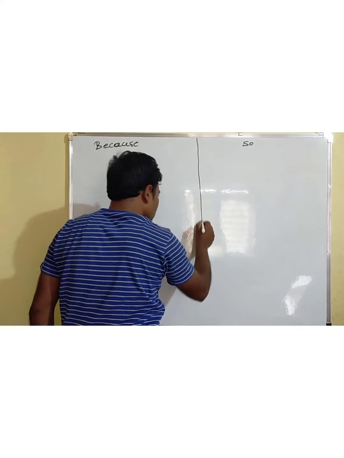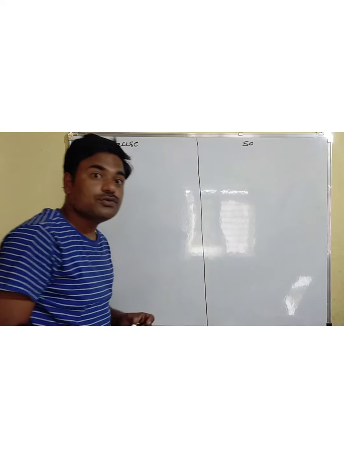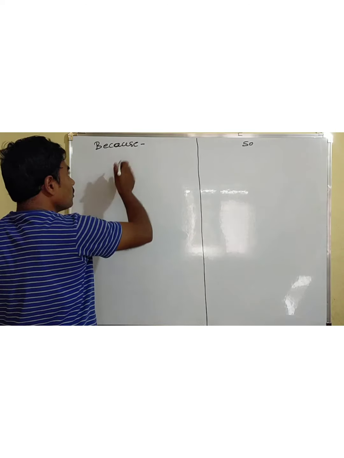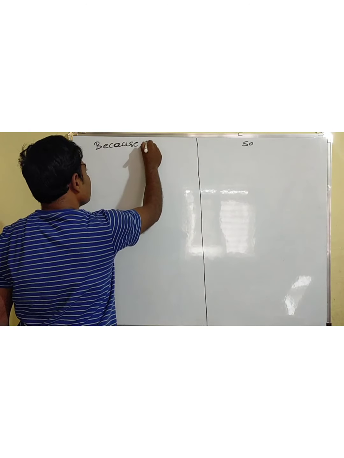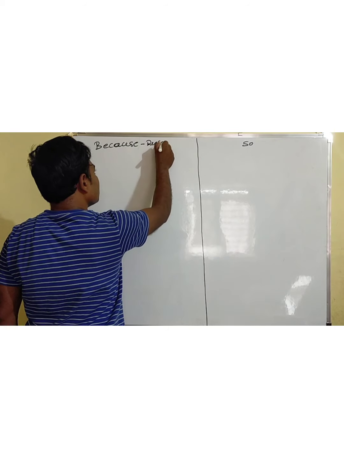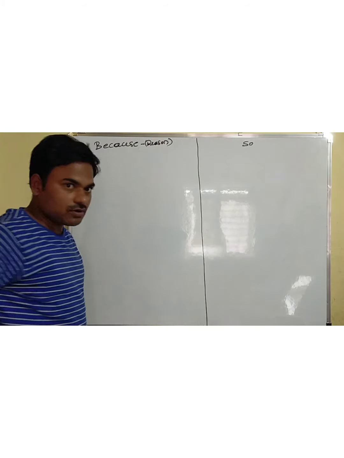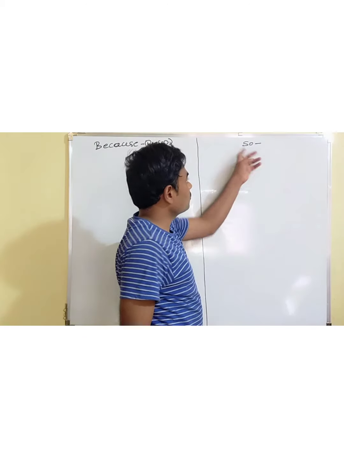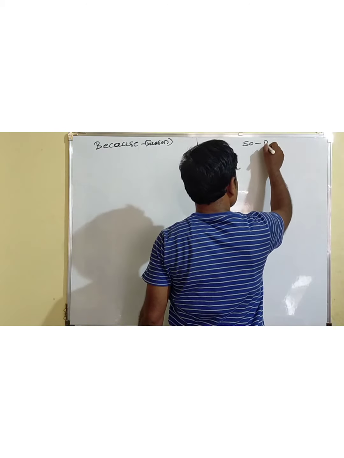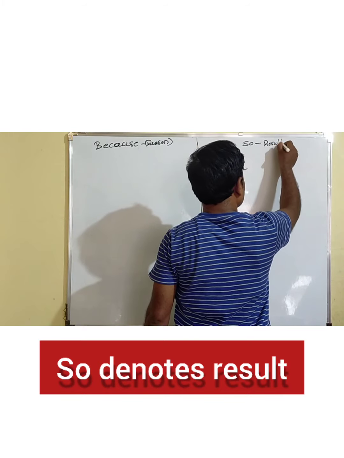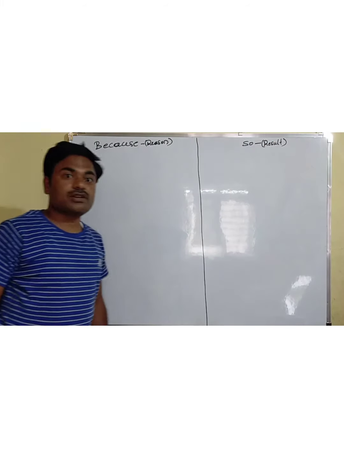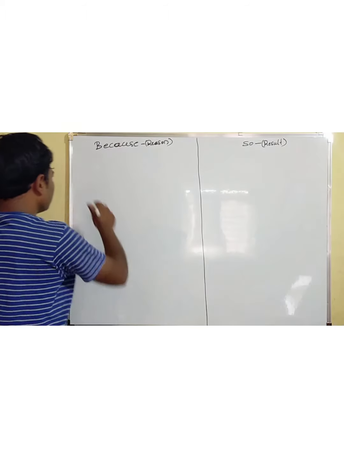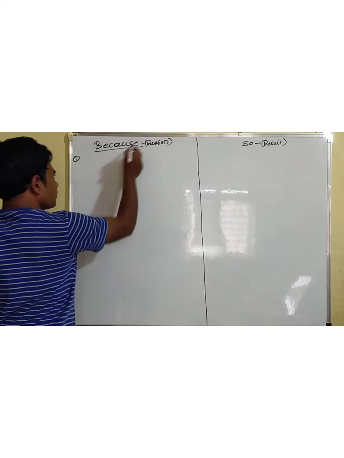What's the difference between because and so? Where do you use because and so? When we use because, it is used to show the reason of an action. Because is used to talk about the reason of an action. When we use so, it denotes the result of an action. So denotes result, because denotes reason. For example, let me clear it up by writing some examples here.